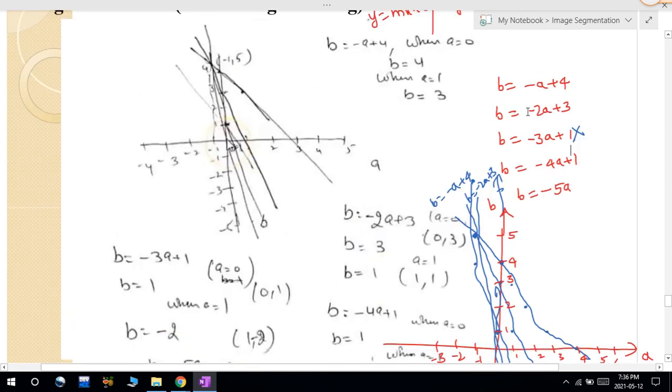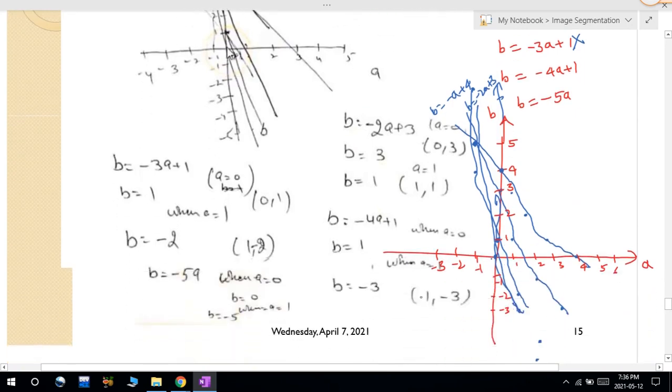So after b equal to minus 5a, a value 0 means b value is 0 only, and a value is 1 means b value is minus 5. I will be having minus 5 over here, and a value is minus 2 means it is getting 10, and a value is minus 1. If I am taking, I am getting 5 over here. So that is nothing but you will be getting this equation.